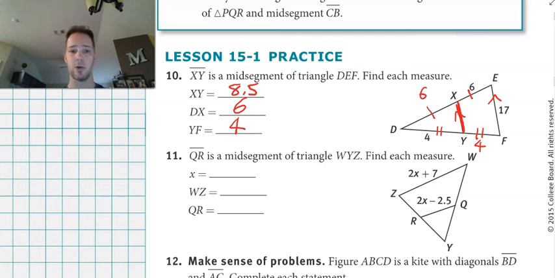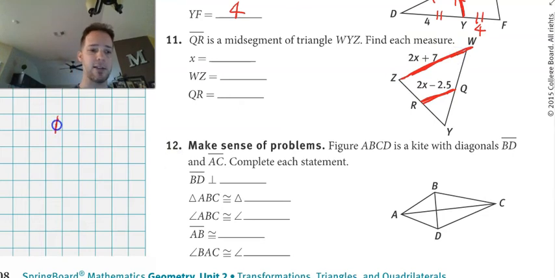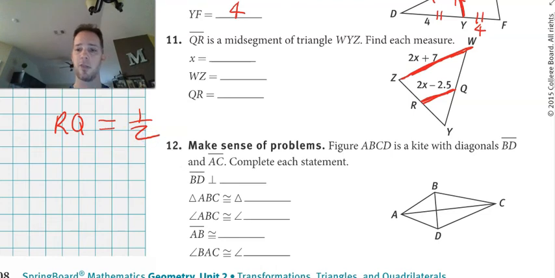Now I can move on to question 11. It says QR is the midsegment of the triangle. Find each measure. Okay, first let's solve for x. Common mistake of students right here is to just look at some things and set them equal. Looking at them, I know they're not equal. So what I do need to do is identify the relationship. I learned that a midsegment has a relationship to this third side right here. I know that the midsegment RQ is going to equal 1/2 of whatever that third side ZW is.